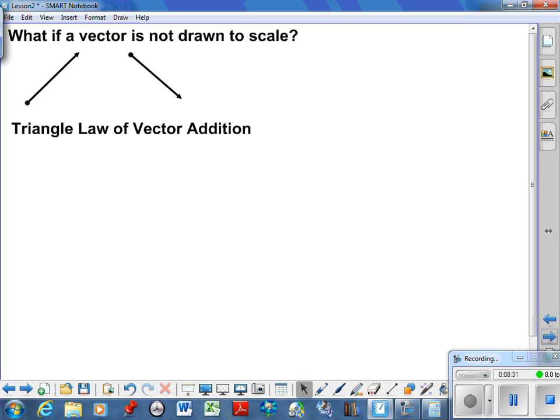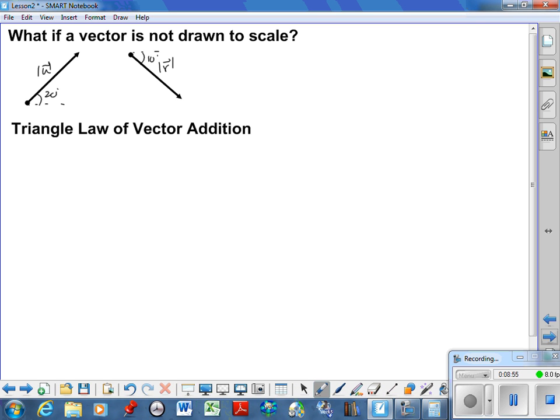So what happens if we don't have a grid? What happens if we don't have a scale? So I have vectors that simply look like this. Okay, so what are we given? I'm given a magnitude of a vector, and I'm told, okay, this goes off, let's say 20 degrees, this one's 10 degrees, but I have no grid. All right, well, enter the triangle law of vector addition.